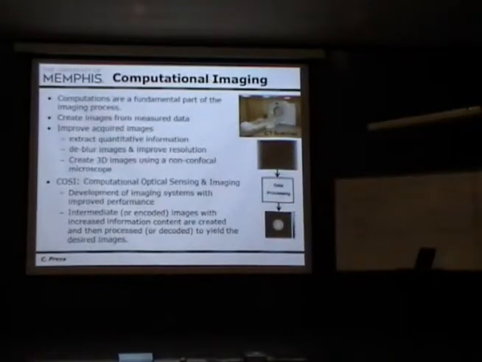Now, I want to narrow this down a little bit. I've talked broadly about imaging science, and my topic is computational imaging. So as you might be guessing, computational processing is a fundamental part of the imaging process, right? So you have a system where part of that system will be a computer that's doing some processing on the data, okay? And the kind of processing that we're talking about could be quite different, okay?